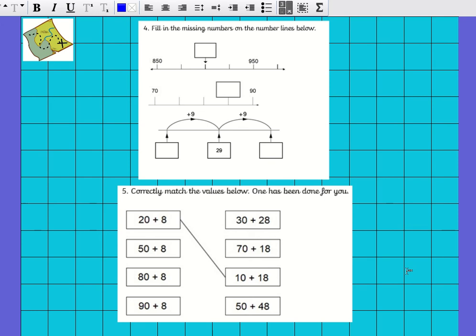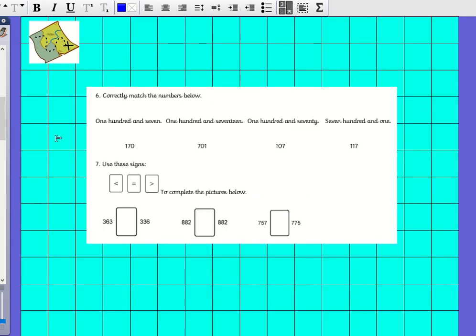Question 5 says, can you correctly match the values below? One has been done for you, and they've told us that 20 add 8 is exactly the same as 10 add 18. We know that's true because they both equal 28, don't they? So you now need to complete the other ones. Question 6 says, can you correctly match the numbers below? I'm not going to read them because that might give the game away to you. There's one number there, one there, one there and one there, and you need to match those numbers to their numerical values below, okay?